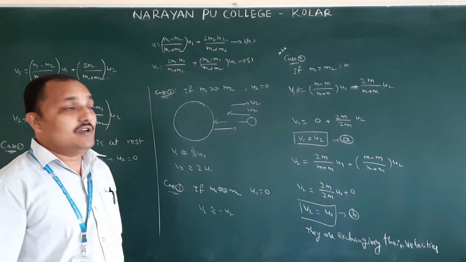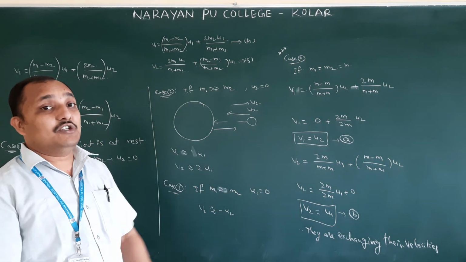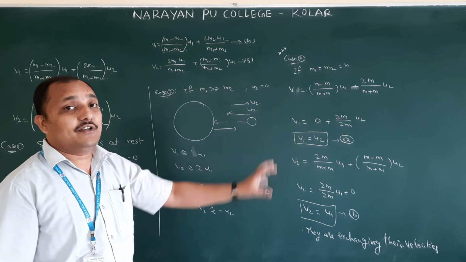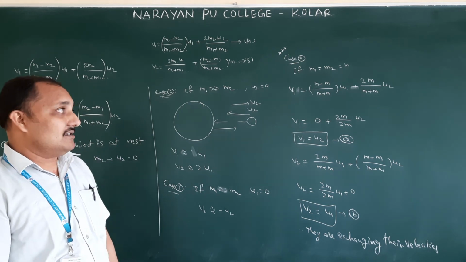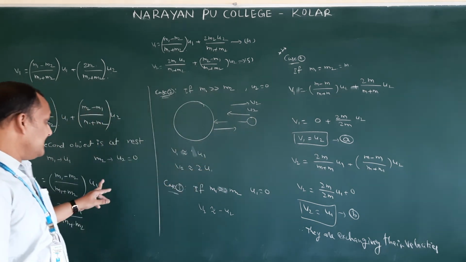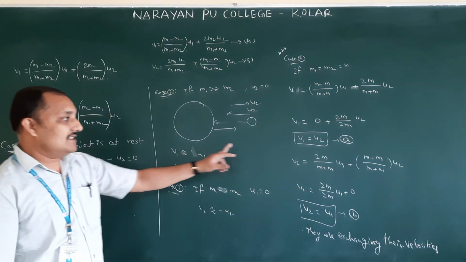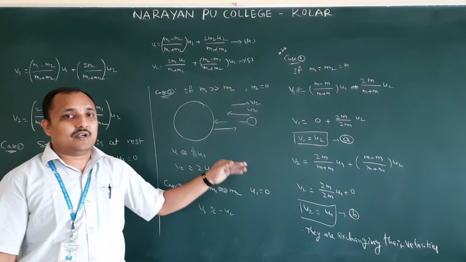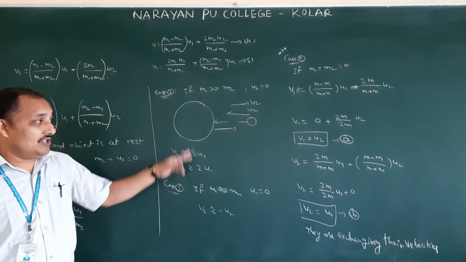Logically also you have to remember: whenever a collision happens between two equal masses, they are going to exchange their velocities. Okay, this is a very important case from the exam point of view. The first one is for problems, and the last one is this. These two are not that important. Logically, you can remember these two.